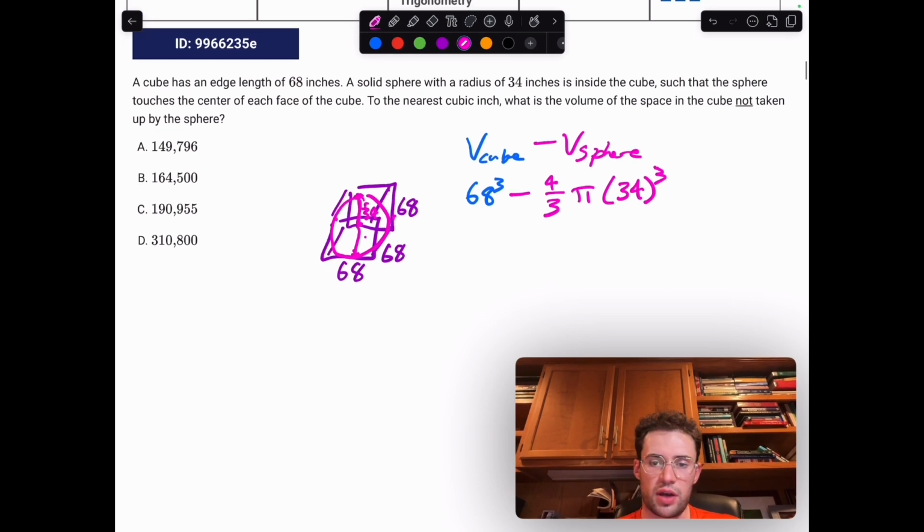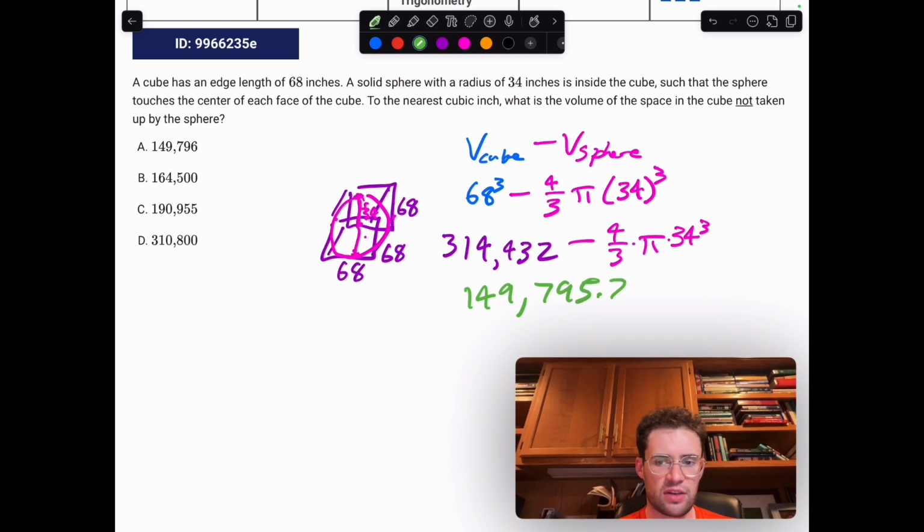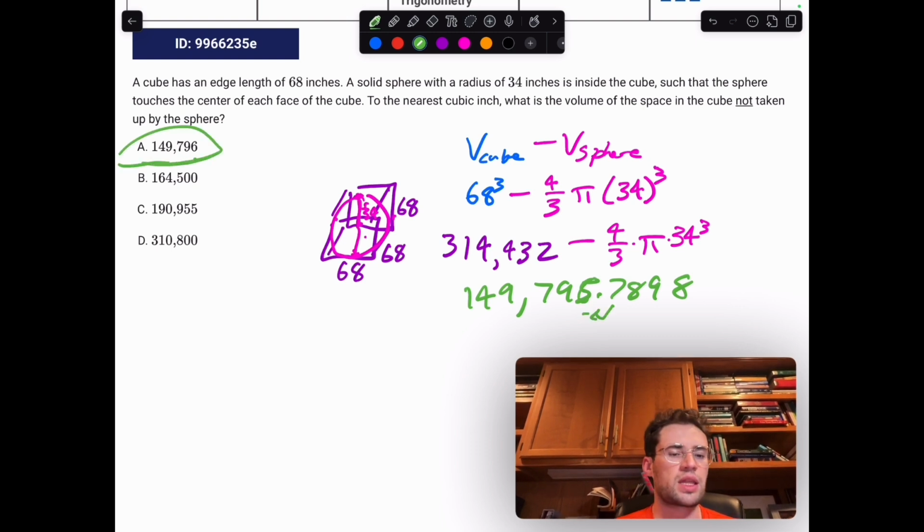And this would give us 68 cubed, 314,432. And then you're subtracting 4/3 times pi times 34 cubed from that. And when you subtract those, it gives us 149,795.7898. They round to the nearest whole number, so the 7. Round this 5 up to a 6, and then we get that the answer is A.